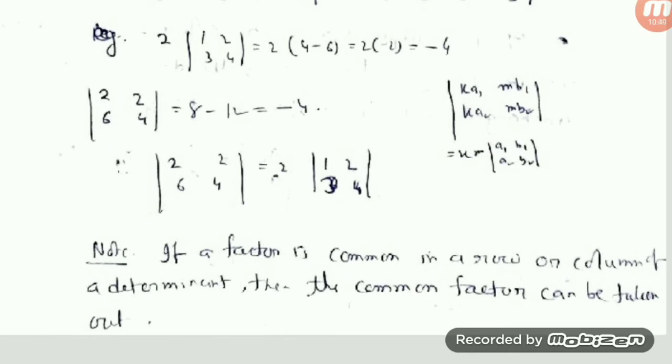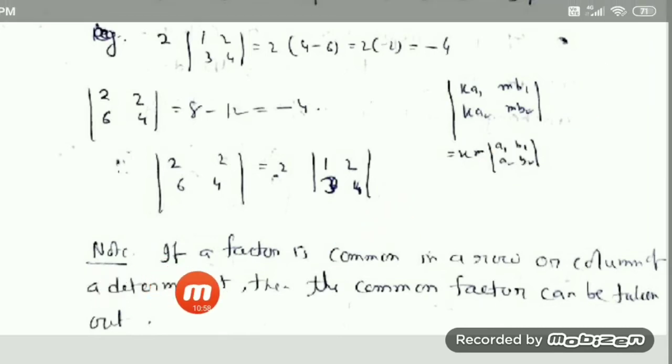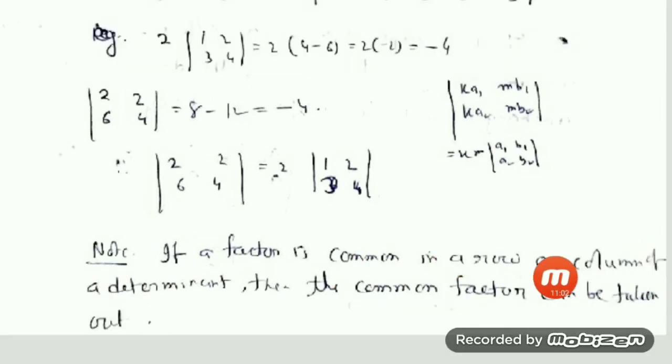That means if a row or column has a common factor, we can take it outside. But in case of a matrix, what happens? Only if each and every element of the matrix is multiplied, then we can take it outside, which is scalar multiplication. So here I have written as a note, if a factor is common in a row or a column of a determinant, then the common factor can be taken out.